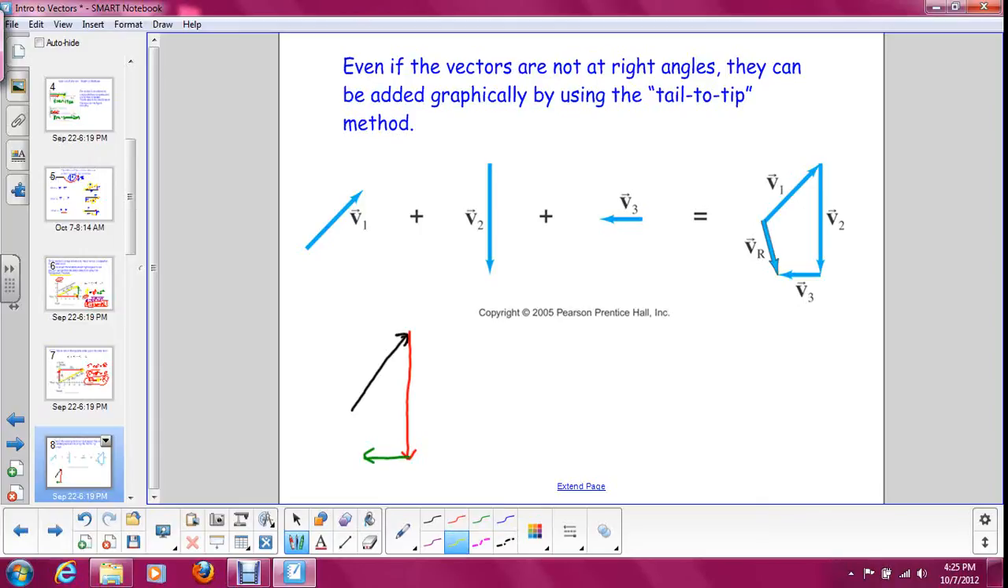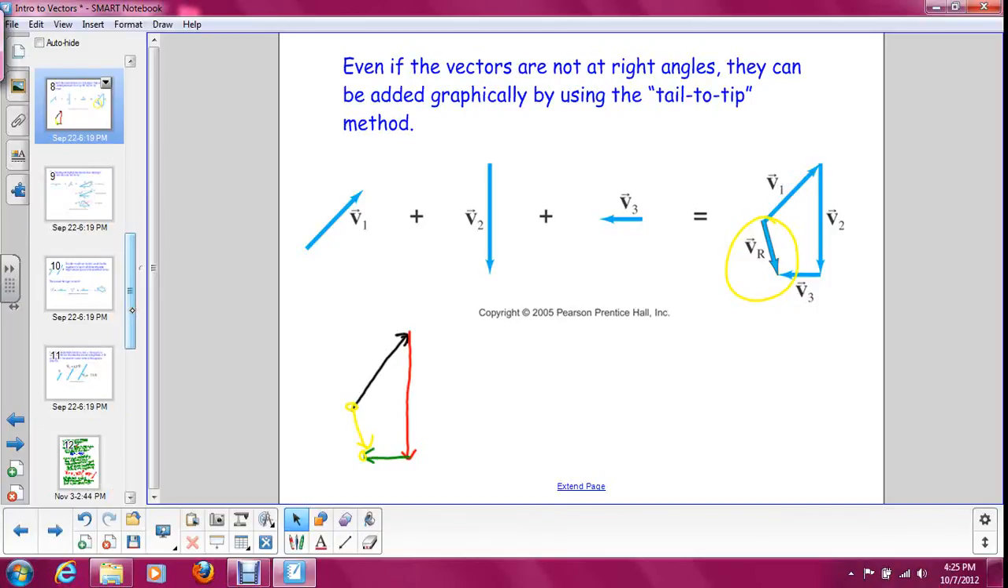And remember, the resultant goes from the tail of where you started to the tip of where you end. So your resultant looks just like that. That's the same thing they got here. This is a little more complicated, and we won't end up doing it too much, but it's good to know how to add vectors tip to tail, even when they're not at right angles to each other.